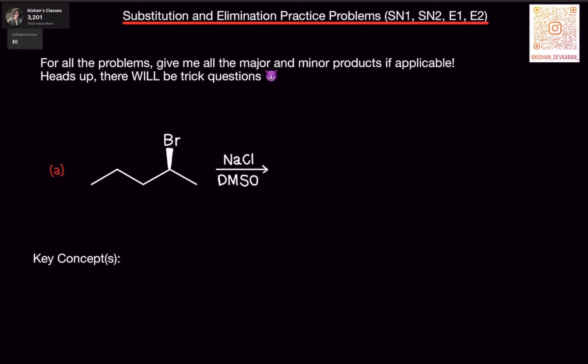Okay, let's do A. Here, we have sodium chloride as the reagent. This is a nucleophile, so we're going to be doing a substitution reaction. On the bottom, we have DMSO. This is a solvent. This is garbage. This is junk. Professors like to put this stuff on an exam. You don't really even need it.